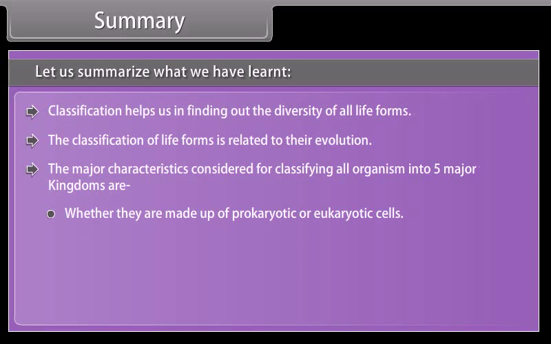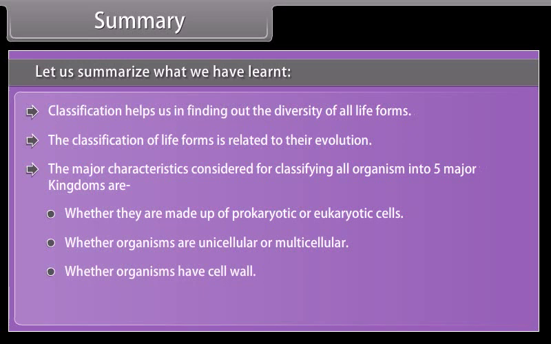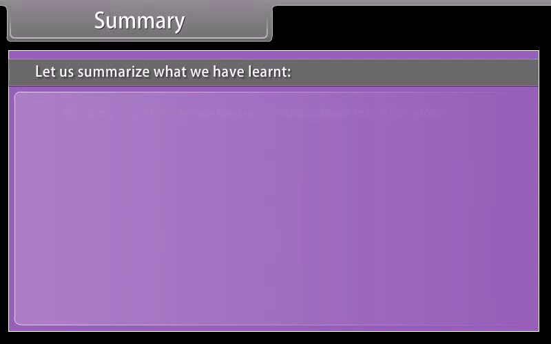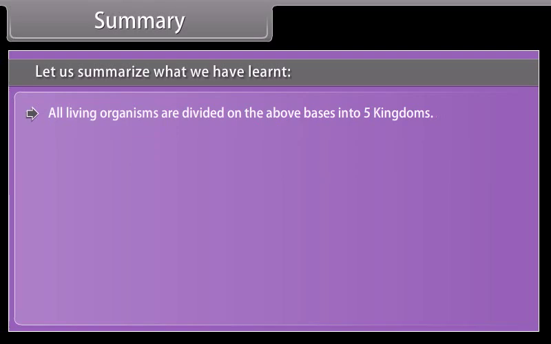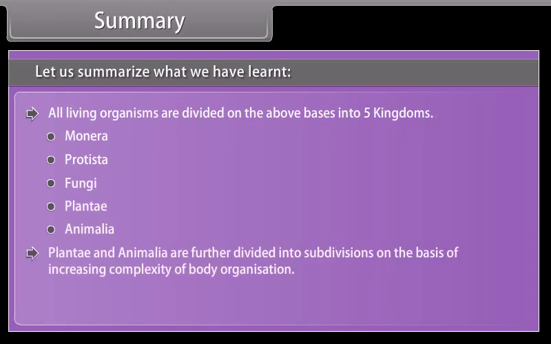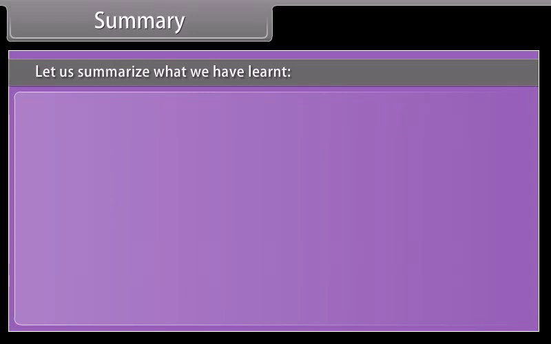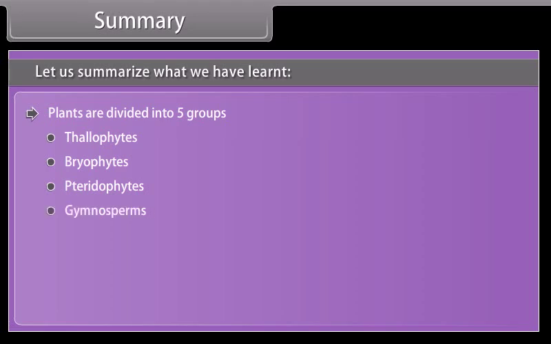or eukaryotic cells, whether organisms are unicellular or multicellular, whether organisms have a cell wall, and whether organisms prepare their own food. All living organisms are divided on the above basis into 5 kingdoms: Monera, Protista, Fungi, Plantae, and Animalia. Plantae and Animalia are further divided into subdivisions on the basis of increasing complexity of body organization. Plants are divided into 5 groups: Thallophytes, Bryophytes, Pteridophytes, Gymnosperms, Angiosperms.